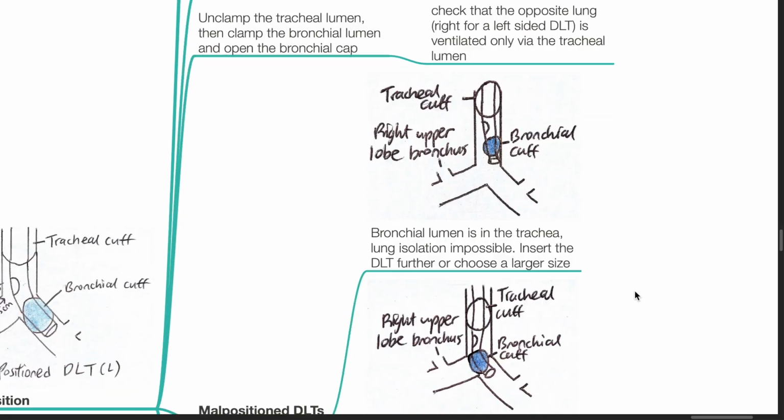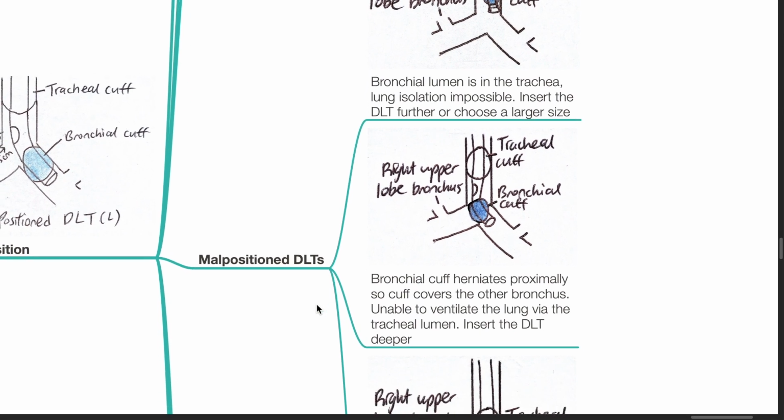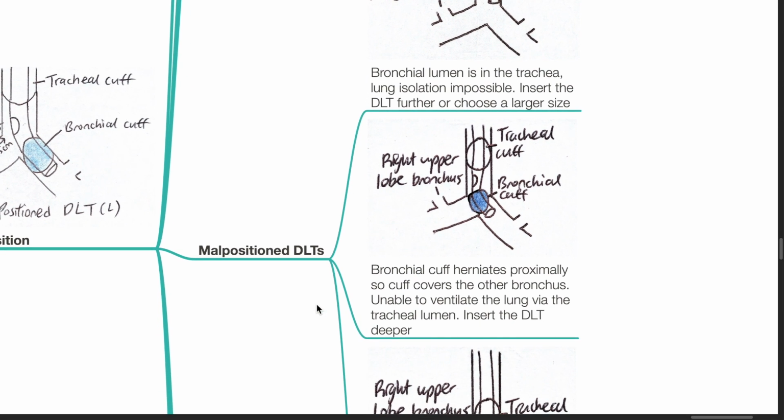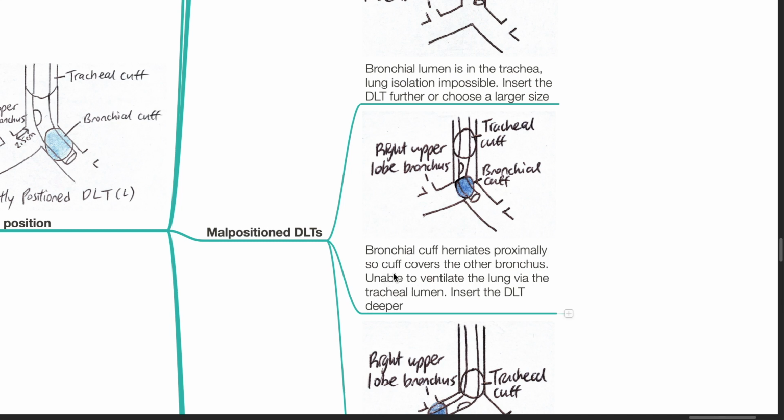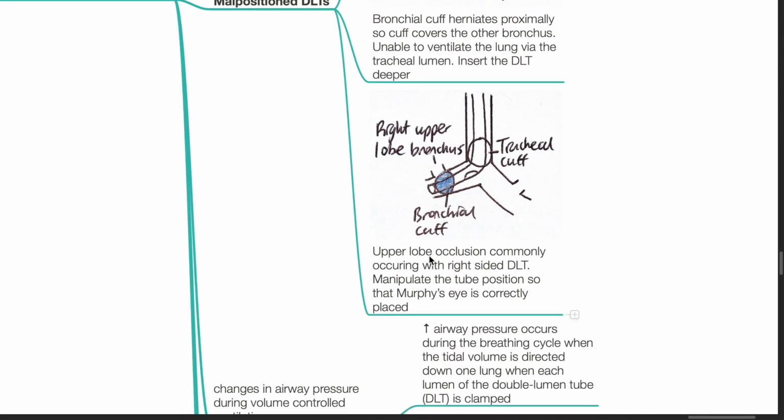Malpositioned DLTs. In this diagram, the bronchial lumen is in the trachea, lung isolation is impossible. Insert the DLT further or choose a larger size. In this diagram, the bronchial cuff herniates proximally so the cuff covers the other bronchus. Unable to ventilate the lung via the tracheal lumen, insert the DLT deeper. This diagram shows upper lobe occlusion by the right-sided DLT bronchial cuff. Manipulate the tube position so that the Murphy eye is correctly placed.